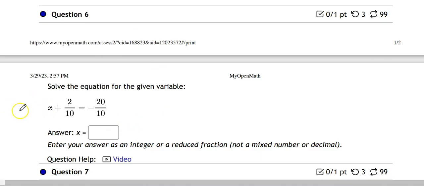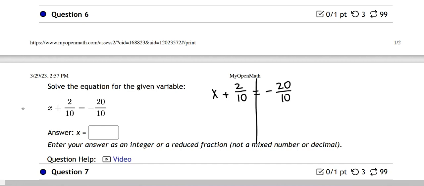Think of this problem as similar to x plus 2 equals negative 20. If you had that problem, you would subtract 2, and you would have x equals negative 22, with whole numbers. We're going to do the same thing as we do with whole numbers. So we're going to rewrite the problem. X plus 2 over 10 equals negative 20 over 10.